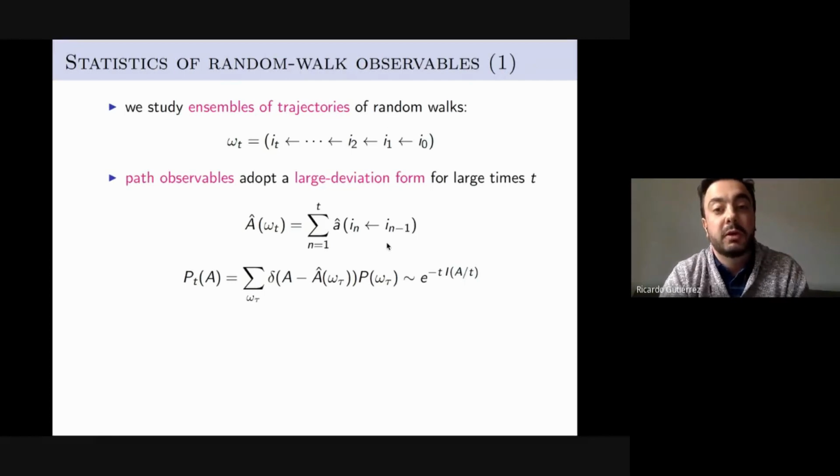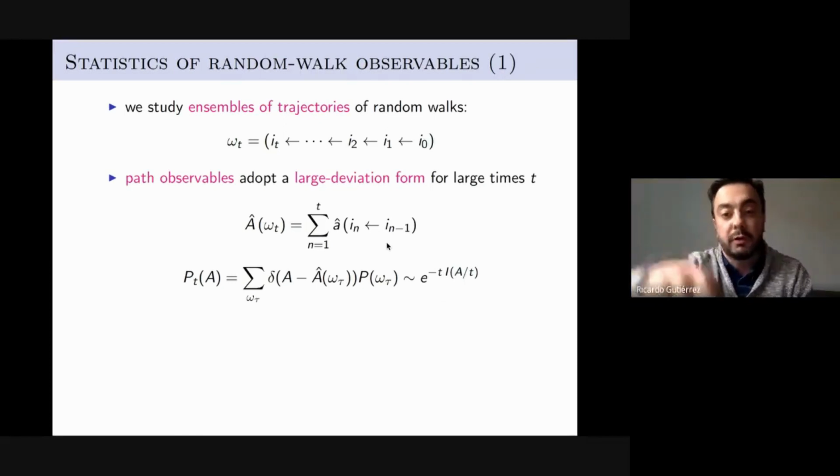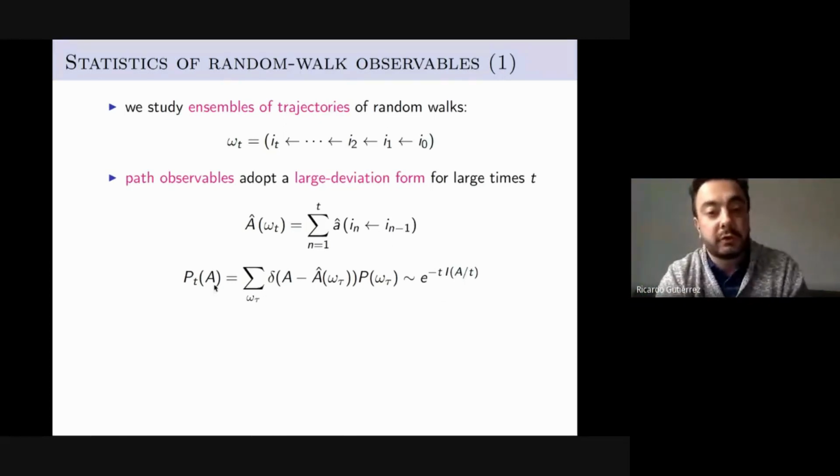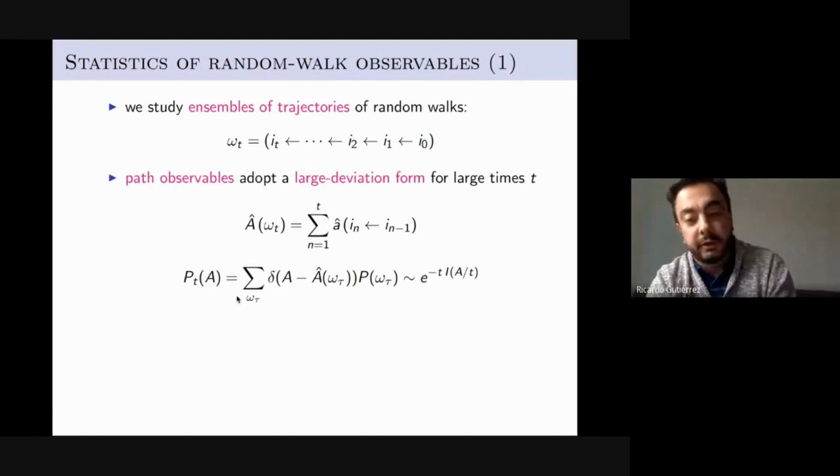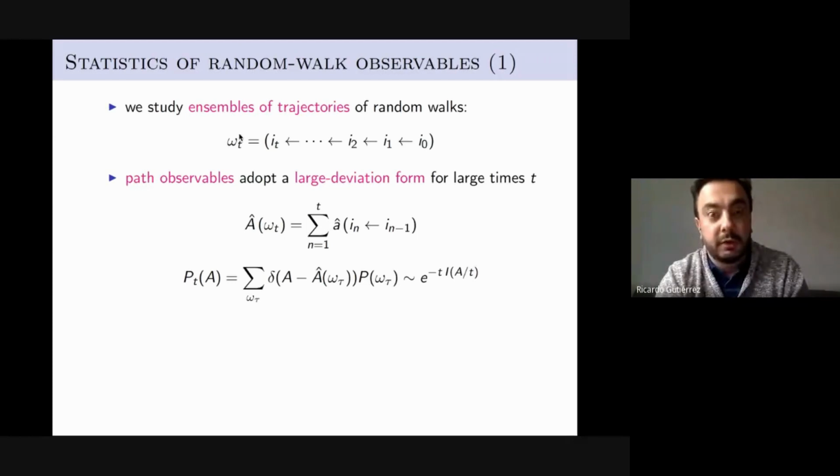It just means that you add something to the observable as the particle goes around moving, as a random walker moves on the network. So this, of course, also has a probability distribution, and the probability distribution you can calculate from the probability of the trajectories, and it also acquires this kind of large deviation form. This is a rate function, and this is the observable per unit time.